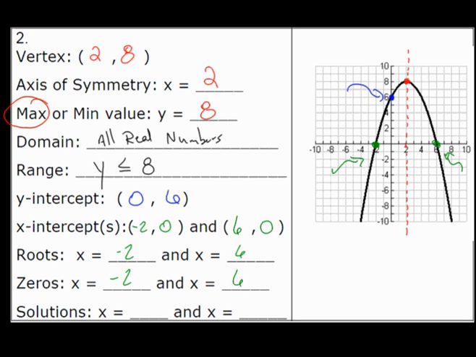And lastly, I'm asked for my solutions. Well, my solutions, those are the same as my zeros, which are the same as my roots and the same as my x-intercepts. So therefore, I rewrite -2 and +6. We have now gone through and analyzed everything that we can about these particular graphs of parabolas. Good luck with your assignment.